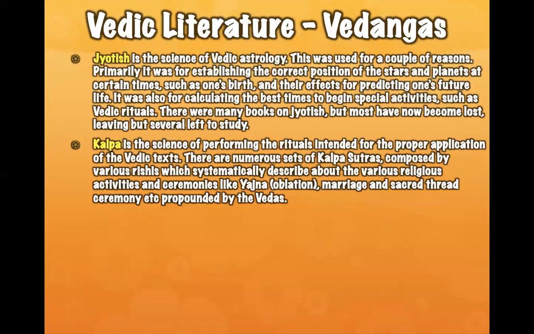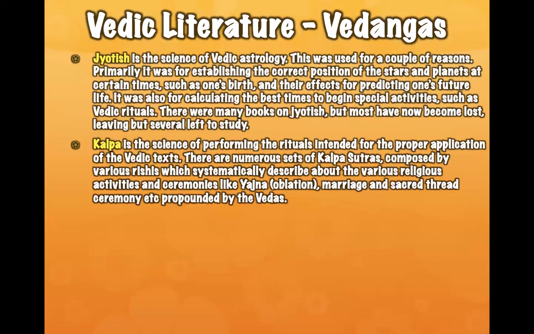Jyotish is the science of Vedic astrology. This was used for a couple of reasons. Primarily, it was for establishing the correct position of the stars and planets at certain times, such as one's birth, and their effects for predicting one's future life. It was also for calculating the best times to begin special activities such as Vedic rituals. There are many books on Jyotish, but most have now become lost, leaving but several left to study. Still, there are some experts who know the science of Jyotish. They can predict the future.